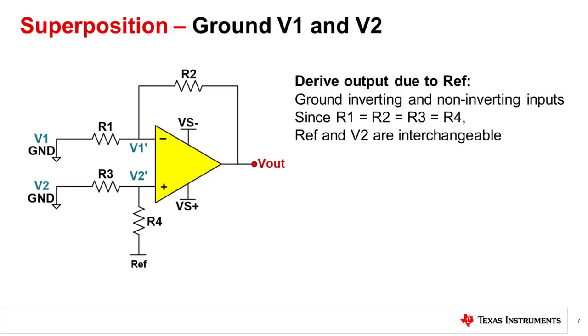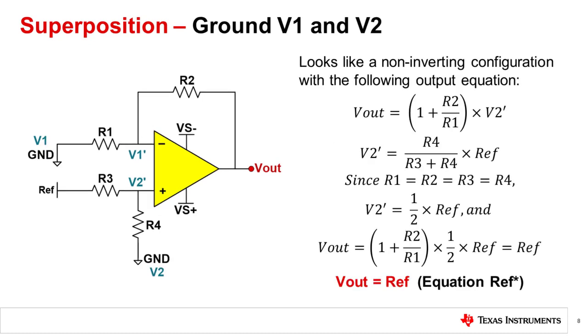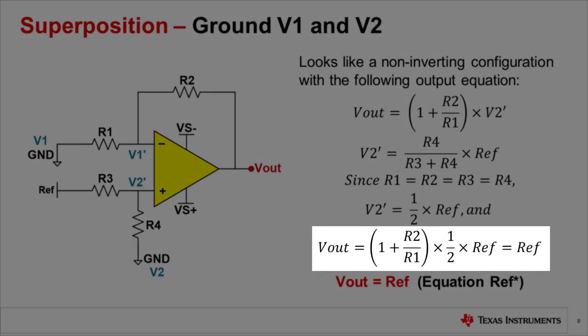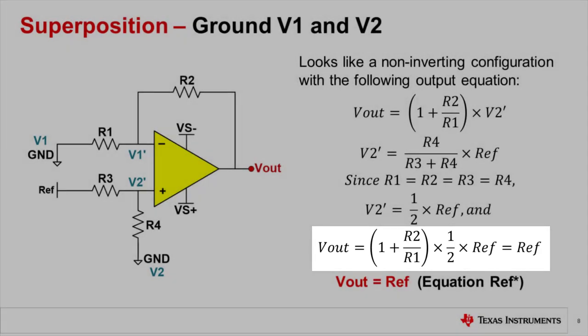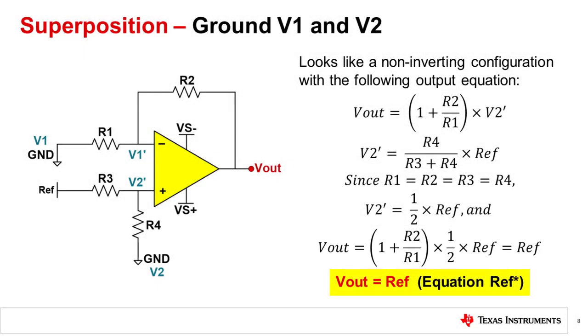Now, let us ground the inverting and non-inverting inputs, V1 and V2, to derive the output due to ref. Since all the resistors are equal to each other, ref and V2 are interchangeable. The circuit can be redrawn as such. This looks like the familiar non-inverting configuration with Vout equal to 1 plus R2 over R1 multiplied by V2', where V2' is half of the reference voltage since R3 is equal to R4. Our output equation Vout now becomes 1 plus R2 over R1 multiplied by half the reference voltage, which further reduces to Vout is equal to ref. We will name this equation ref star.